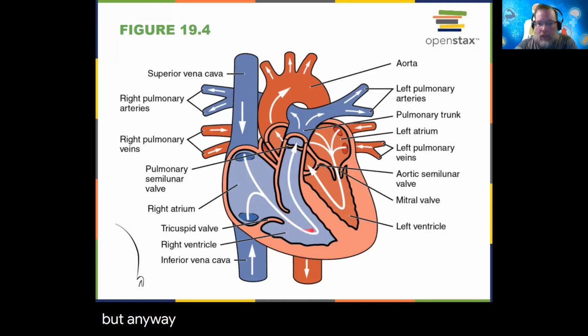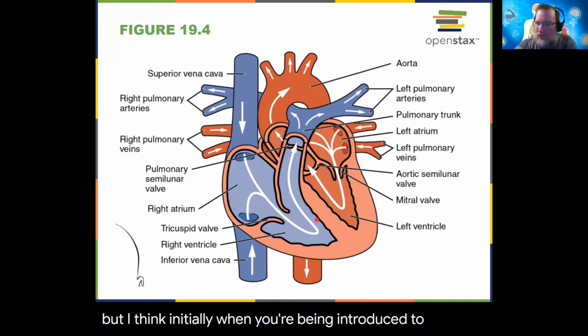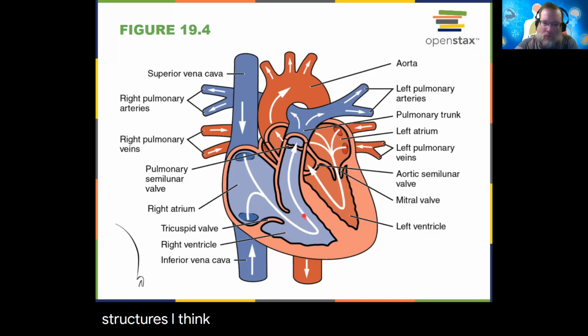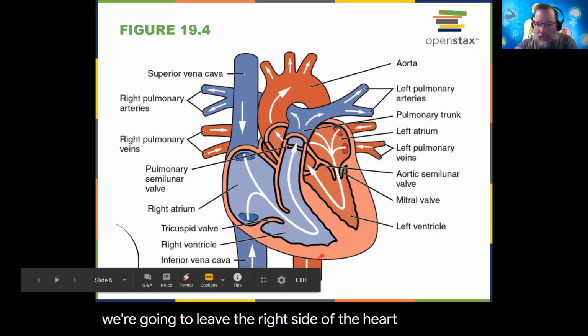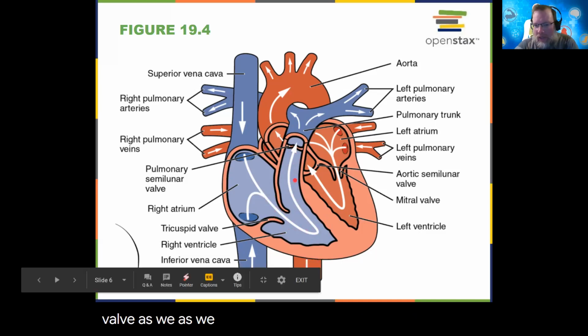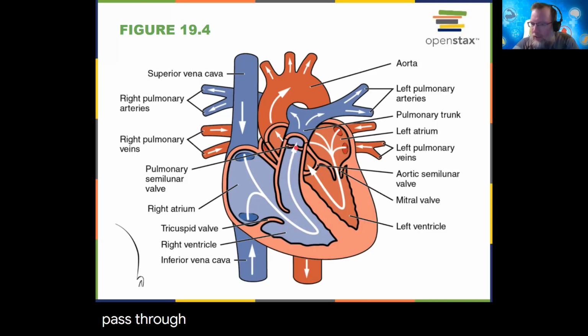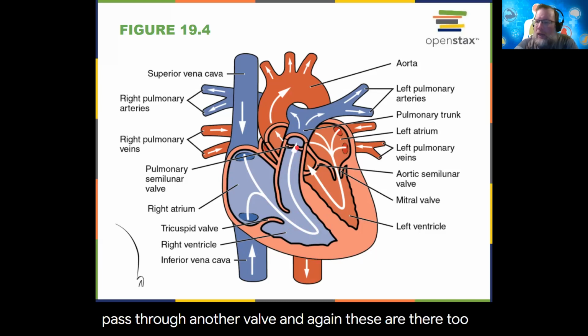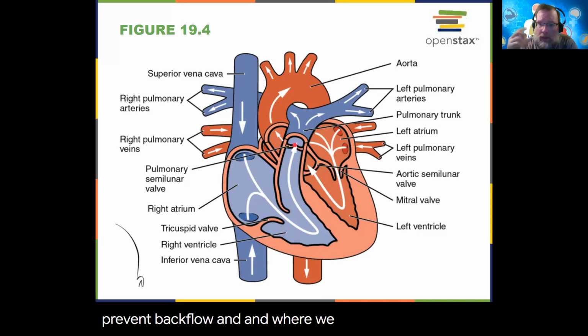But anyway, pictures in 2 dimensions don't do it justice. But I think initially when you're being introduced to the basic structures, illustrations work very well. So anyway, we're going to leave the right side of the heart finally. We have the right ventricle. We just made it past the tricuspid valve. As we leave the right ventricle, we're going to pass through another valve. And again, these are there to prevent backflow.